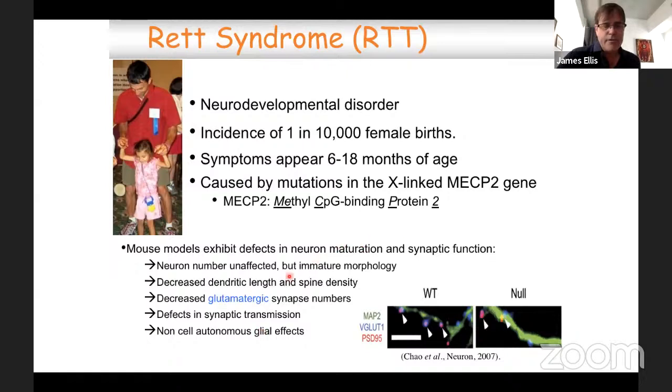In mouse models, a number of features have been identified about morphology and synapse numbers and synaptic transmission. And most of these have been reproduced in Rett syndrome iPS cell lines by Alison Muotri, a Brazilian scientist in San Diego, and ourselves and others.